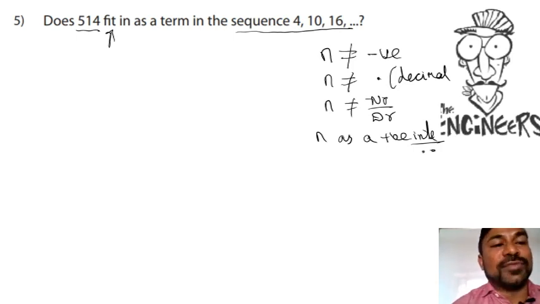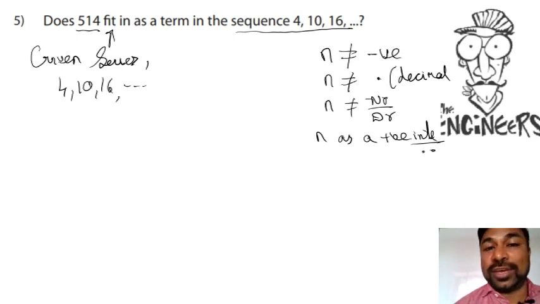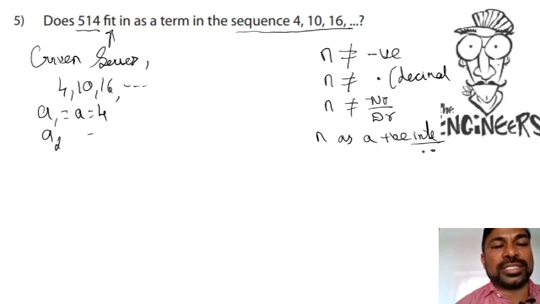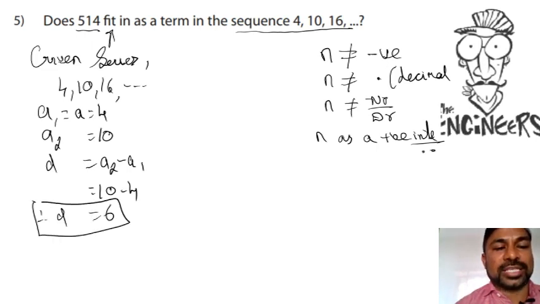Let's check it out. So what's the series given to you? Here it is 4, 10, 16 and so on. Straight away, looking at the series, we can say the first term a1 equals 4, and a2 is nothing but 10. Let's find the common difference here. d equals a2 minus a1, so 10 minus 4, it's nothing but 6. So we got a and we got d.